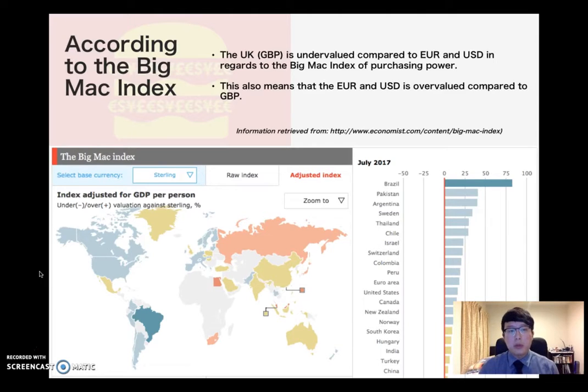So you would have noticed the Big Mac index in all three slides. According to the information we've gathered, we've put sterling as the base currency, and it is shown that the sterling, also known as GBP, is undervalued compared to euro and US dollars. This also means that the euro and US dollar are overvalued compared to the GBP.